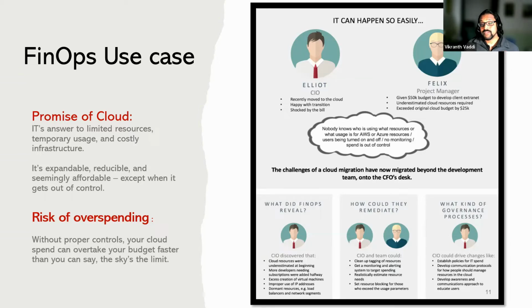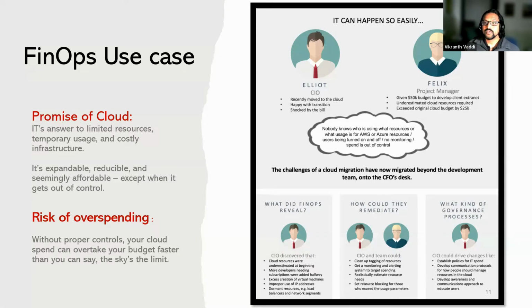And then realistically estimate resource needs by having tough conversations of what is the kind of volume we want to have and what is the business problem we're solving. Is this spend really necessary right now for this particular application? Prioritizing. And also set resource blocking for those who exceed the usage parameters. So you can establish some mechanisms to control that spending.